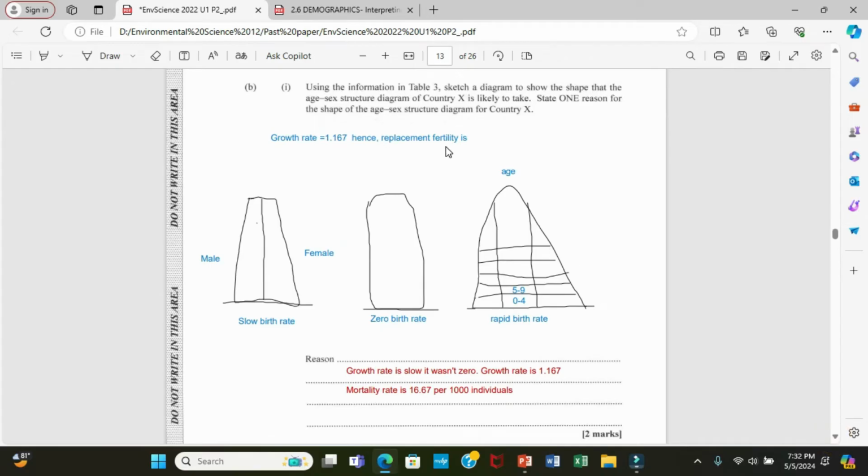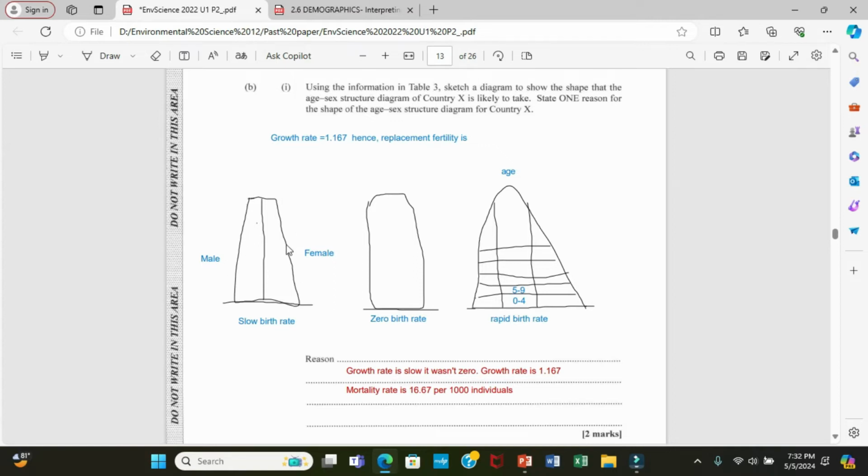All right, so using the information in table 3, sketch a diagram to show the shape that the age-sex structure of country X is likely to take. State one reason for the shape of the age-sex structure diagram for country X. Of course, guys, this is the one I would say.